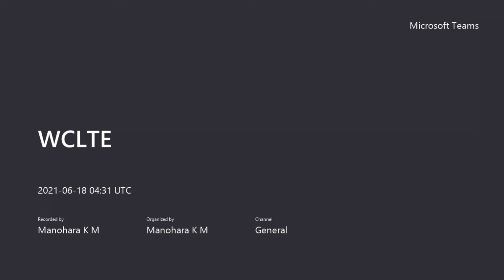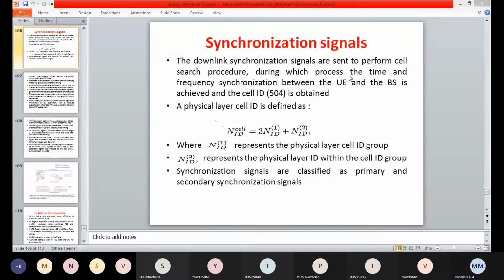Channels in that downlink reference signals. So can anyone tell the types of eMBMS transmission? Types of eMBMS transmission which we have discussed yesterday. That is enhanced MBMS, enhanced multimedia broadcast and multicast services. Two types we have studied yesterday. Can anyone tell?